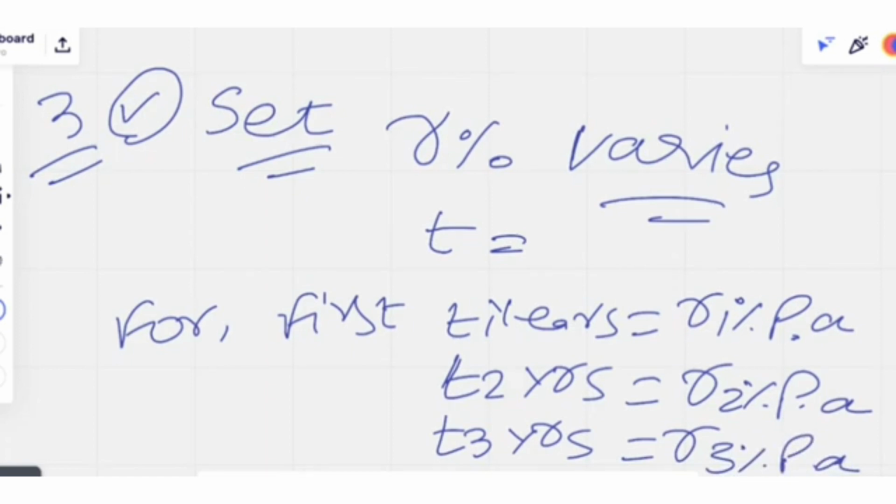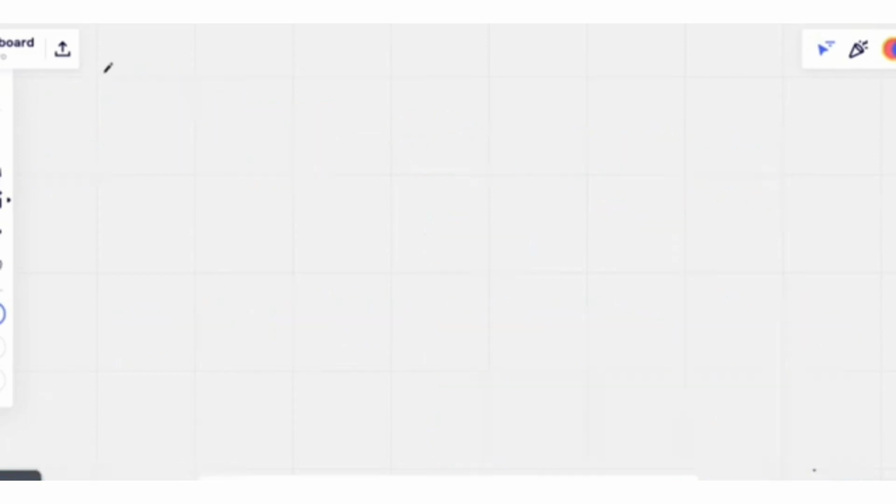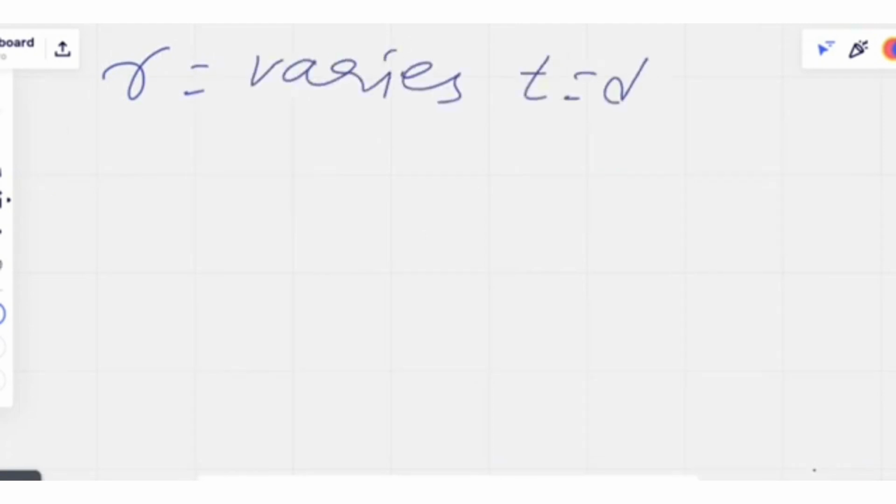So what I explained is, if rate of interest varies, in the sense, if rate of interest is different for different time periods. For example, T1 years for R1% per annum, T2 years R2% per annum, T3 years R3% per annum. So in this scenario, we have a simple formula when rate of interest is different for different time periods.